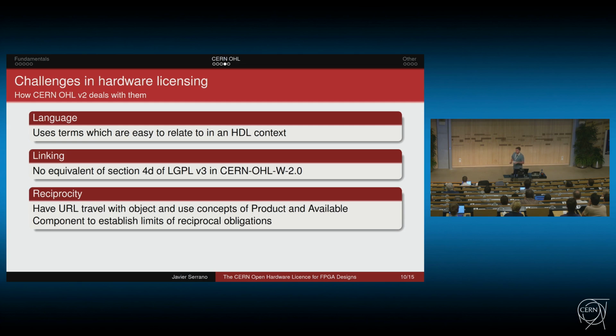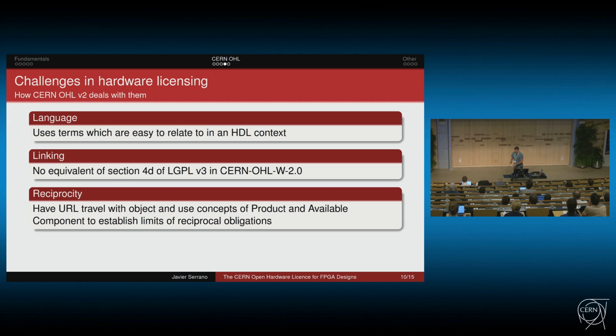And then this problem of how high the reciprocal obligations go and how low, we introduced two concepts, product and available component. Product is how high it goes. So the product is what you make out of the sources. So in the example of the mouse, it would be the mouse itself. It doesn't go into the computer because the files that you released are the mouse design files. So product is what you make with those files, and that limits the reciprocity obligations.